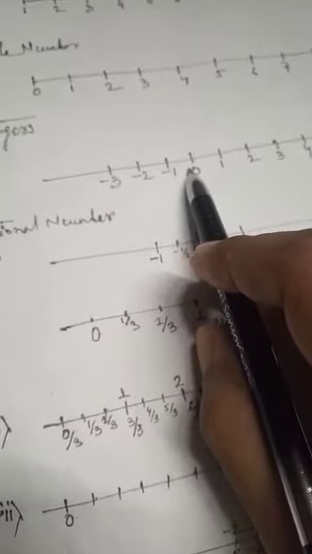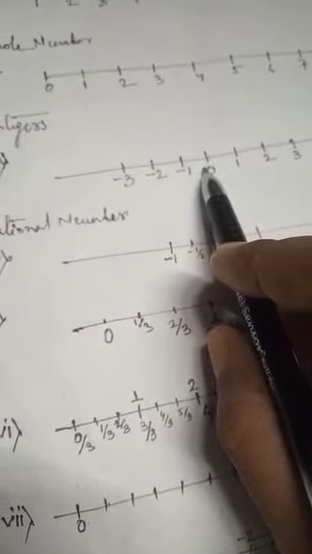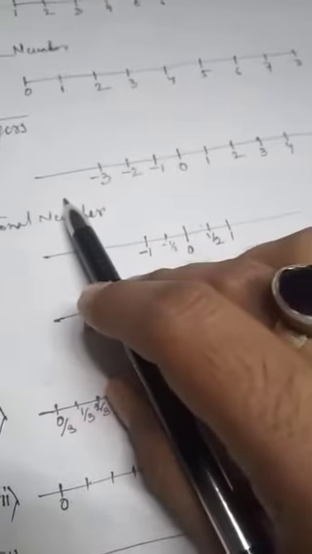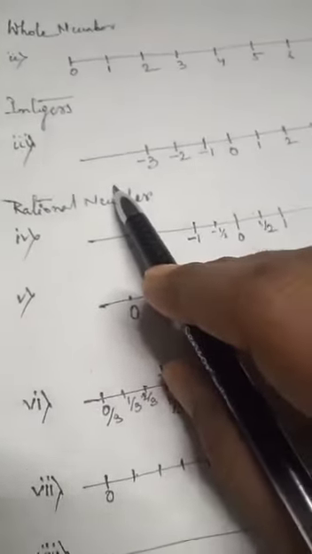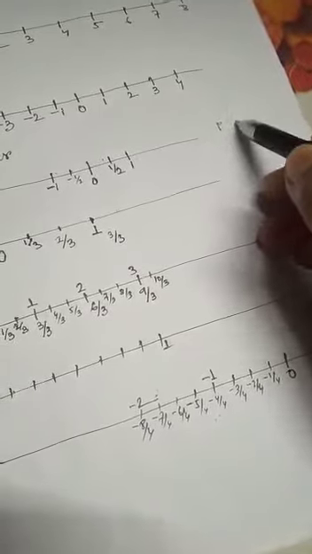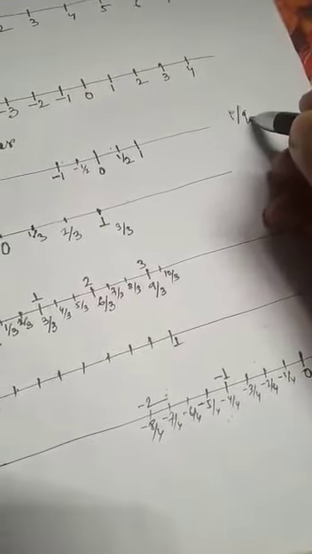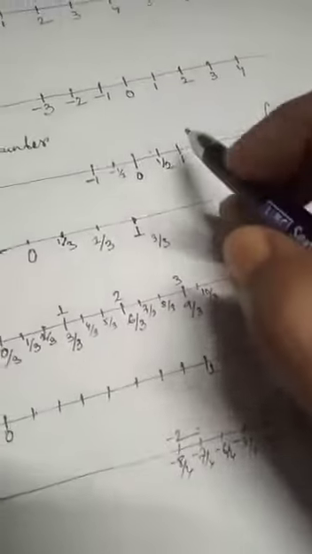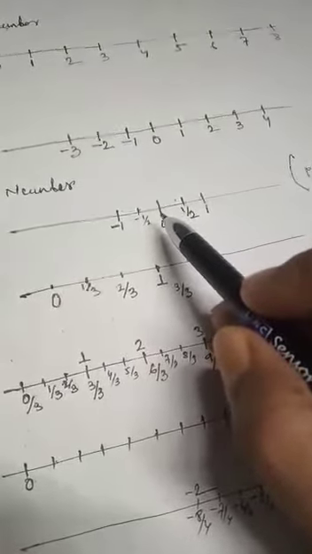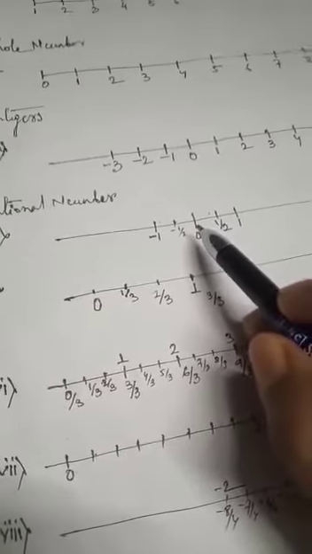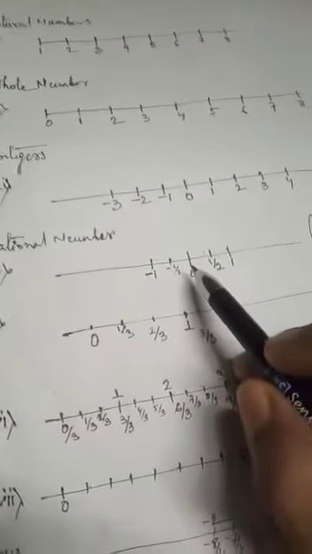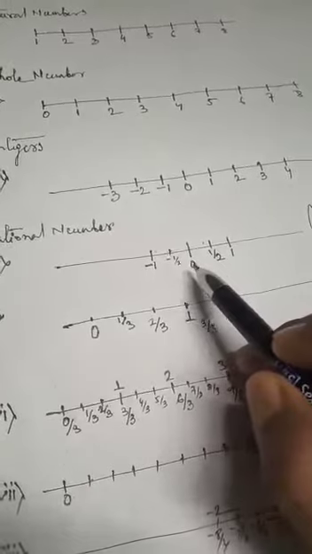Integers go on both sides from 0, up to infinity, whether on the positive side or the negative side. The next concept is the rational number. What is a rational number? We know a rational number will always be in p by q form. But in this chapter we will understand the concept of the number line with the help of rational numbers.